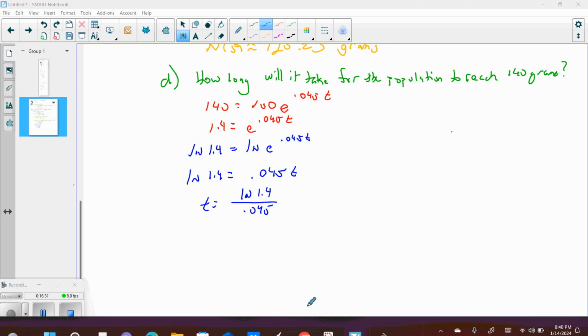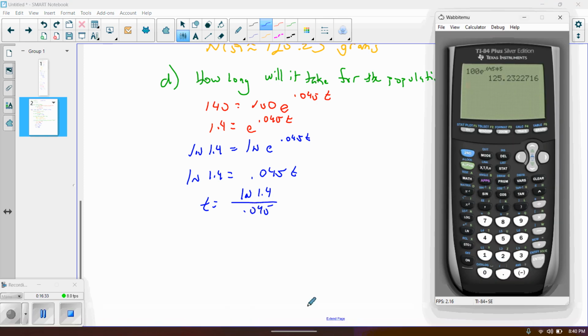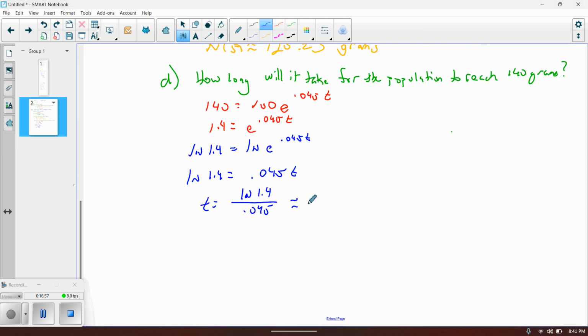So once again, we're going to pull out the calculator, and we're going to plug this in. So it's the natural log of 1.4. Now you do need to make sure you do this, otherwise your answer will be wrong. You got to close that parentheses there, because you're taking the natural log of 1.4, and then you're going to divide that whole answer by 0.045. And we get 7.47 or 7.48 as an approximate value. And that was in days.